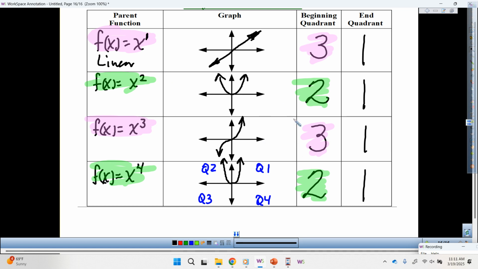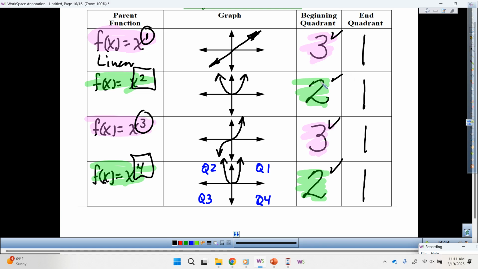What did your neighbor say? Since I asked you guys to tell your neighbor. All right, help him out. Let's go with Elijah. What do you see? The odd exponents begin at quadrant 3 and the even exponents begin at quadrant 2. Hands up if you see that.